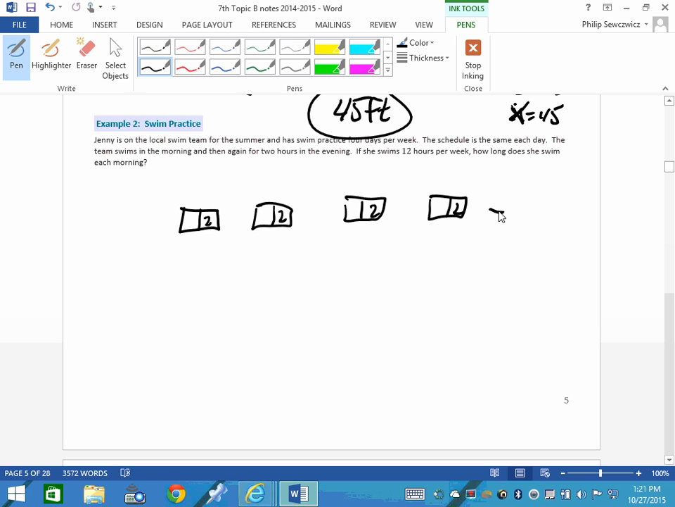I know it's a total of 12 hours per week, so I know I'm going to add all those things up. But I don't know how much she swims in the morning, so I'm just going to call those pieces M. So when we add all of this up, I've got 4M, and then 2, 4, 6, 8, and then our 8, and that gives us the total of 12.